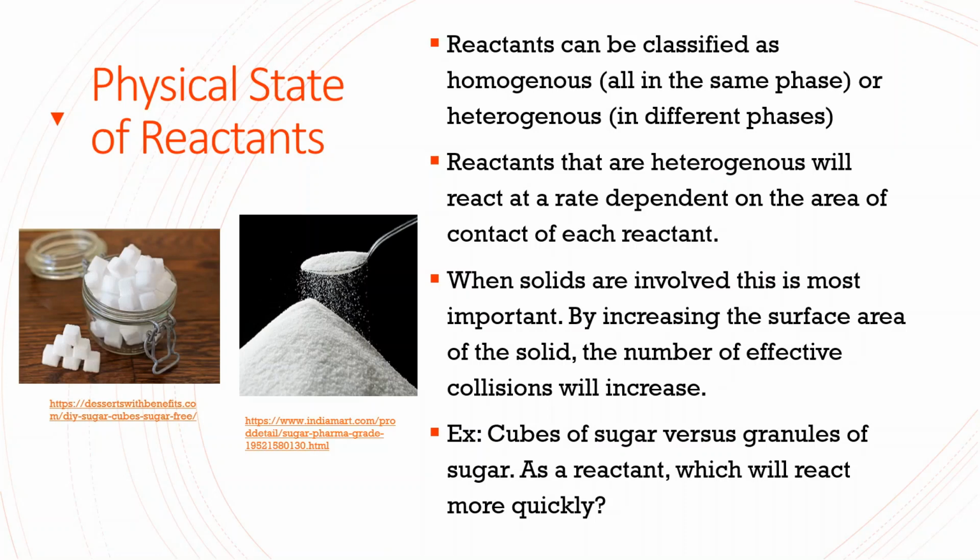I'm not going to go through and read all of this, but basically the physical state of the reactants is important. The smaller the particle size, the more likely collisions are to occur, because a larger surface area is exposed, which is why something in a granule or powder form would react much faster than if it's in a block form, like we see on the left.